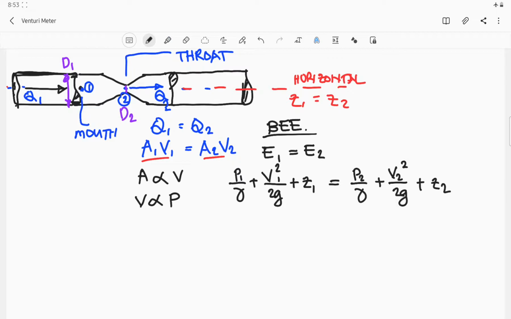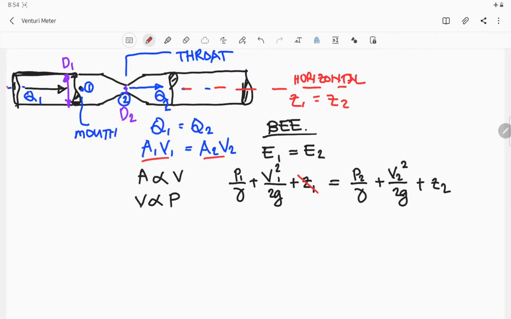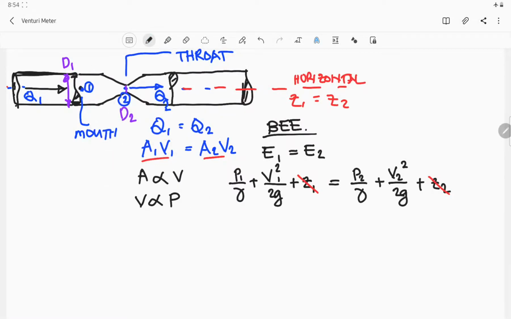So what if the pipe is not horizontal, if it's inclined or vertical? I will explain in another video what the equation would be if the pipe is not horizontal, inclined or vertical. This time it's horizontal, so you can cancel out the Z1 and Z2. What remains is an equation that is only a function of velocity and pressure.